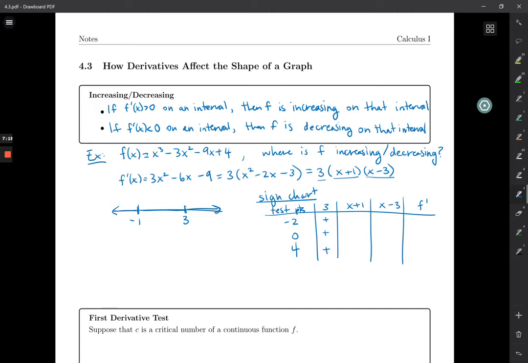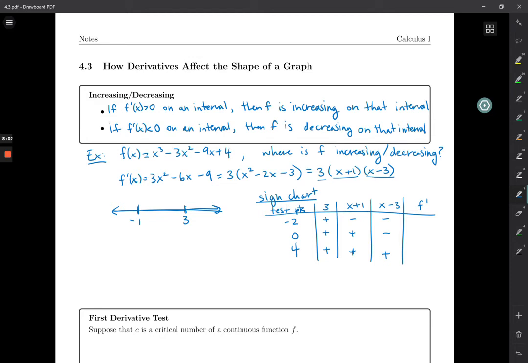Okay, so we can now check x plus 1. If we plug in negative 2 to x plus 1, we'll get a negative number. And if we plug in negative 2 to x minus 3, we'll get another negative number. Okay, and then skipping the last column, we'll go to the next row. Plugging in 0 will give us a positive number here and a negative number in the next piece. And then in the last row, plugging in 4 will give us a positive number and then another positive number.